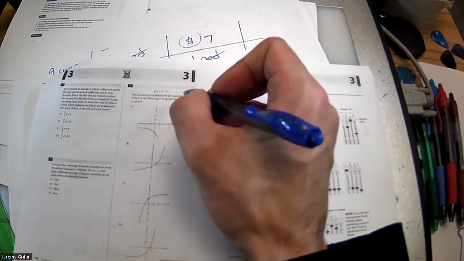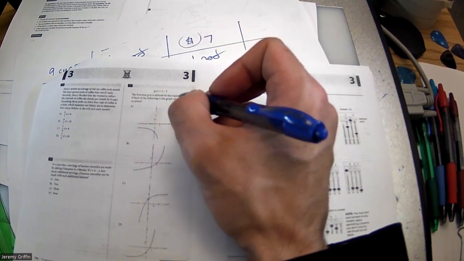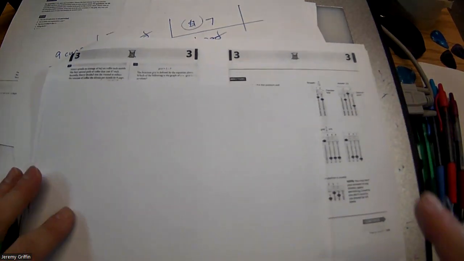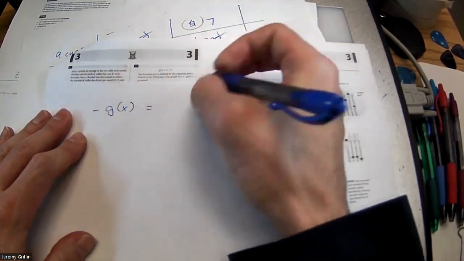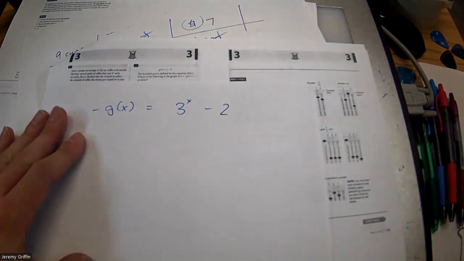Number 15, g of x is equal to 2 minus 3 to the power of x. The function g of x is defined by that equation above. Which of the following graphs is equal to negative g of x? Oh, okay. Just turn that upside down. So negative g of x must just be the negative of that, which is positive 3 to the x minus 2. See, I just reverse the signs.